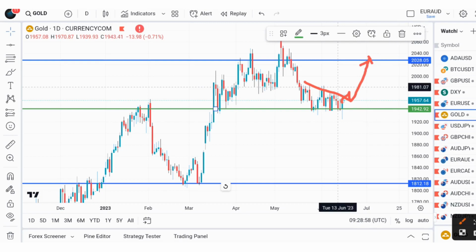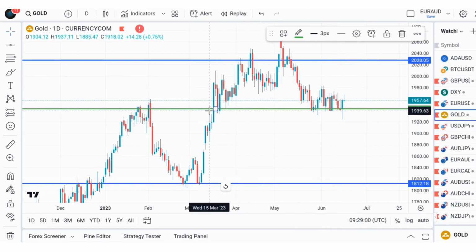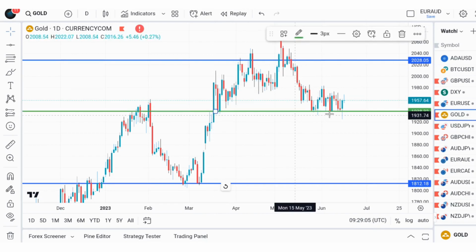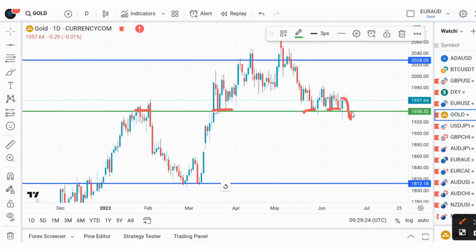And then there's another thing I wanted to look at here, because in trading, if a support level or a resistance level is tested so many times, it's prone to break out. So actually this one has been tested so many times at this particular area. So anything can happen in trading, so don't overrule the possibility of it breaking out at this level, then maybe finding its way to 1812.